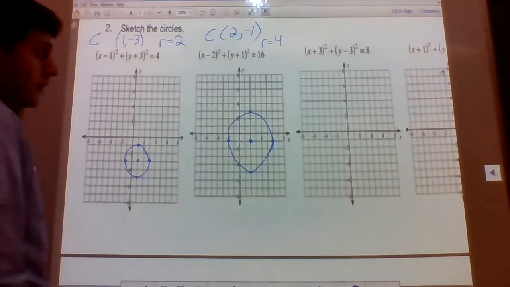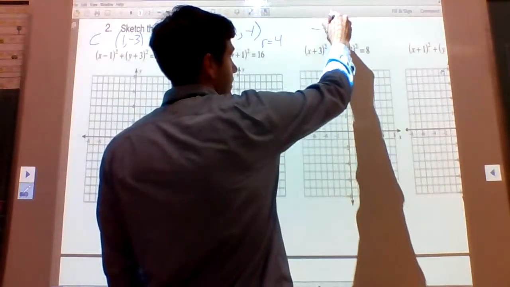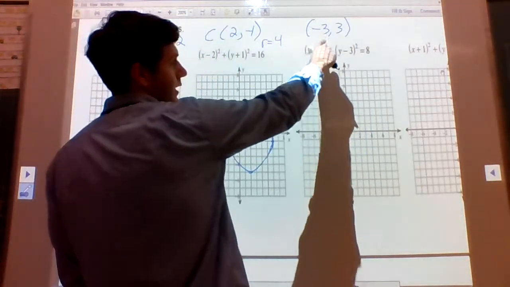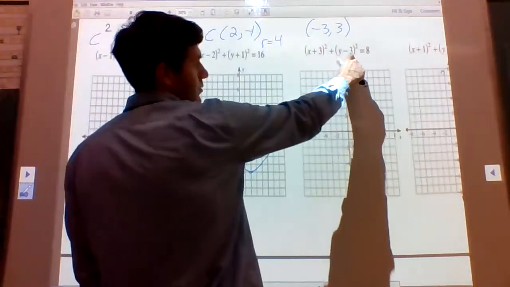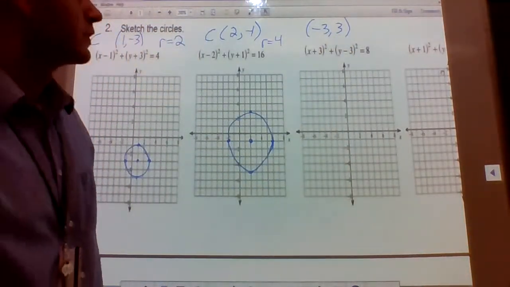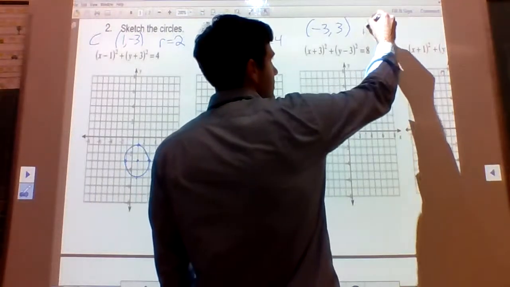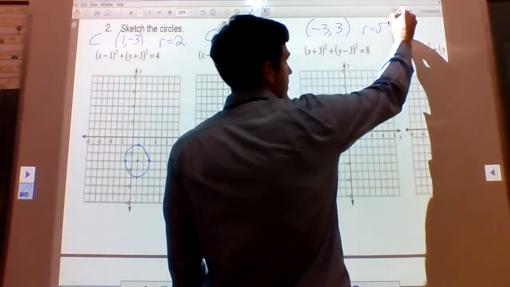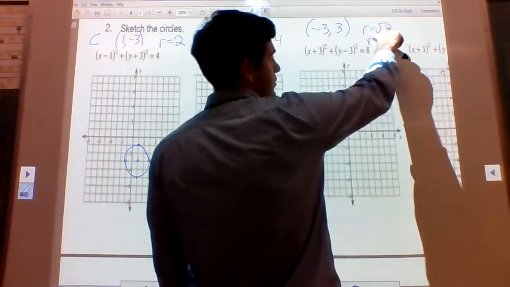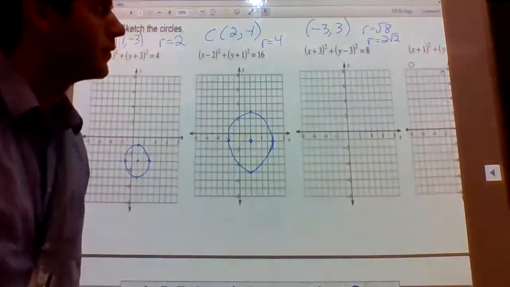Okay, next one, we have -3, +3. So this is really x minus a -3. So h is -3. Here we have y minus 3. So k is 3. And then our radius is the square root of 8, which is going to be equal to 2 root 2. 4 times 2 is 8, 2 root 2.